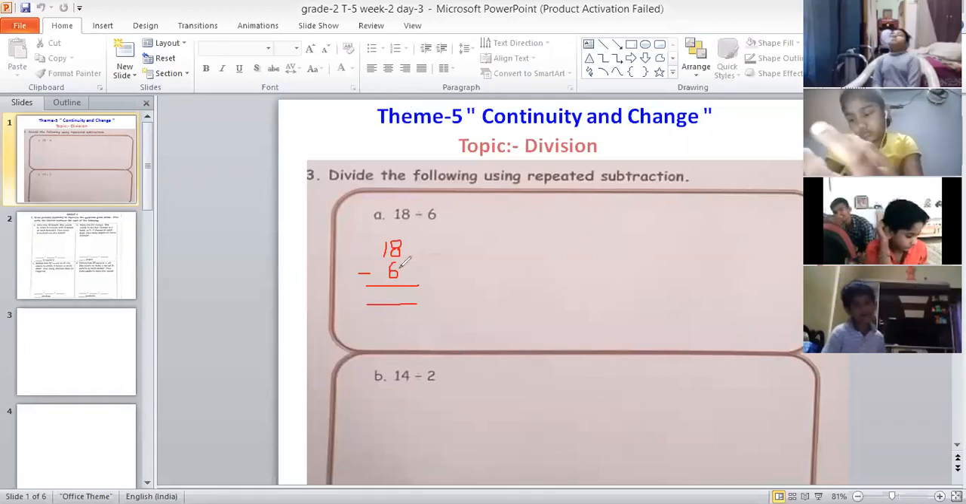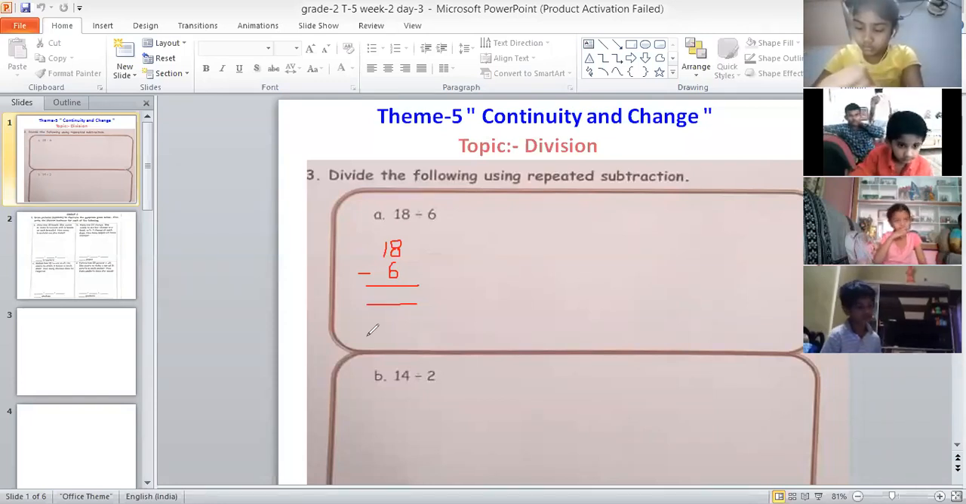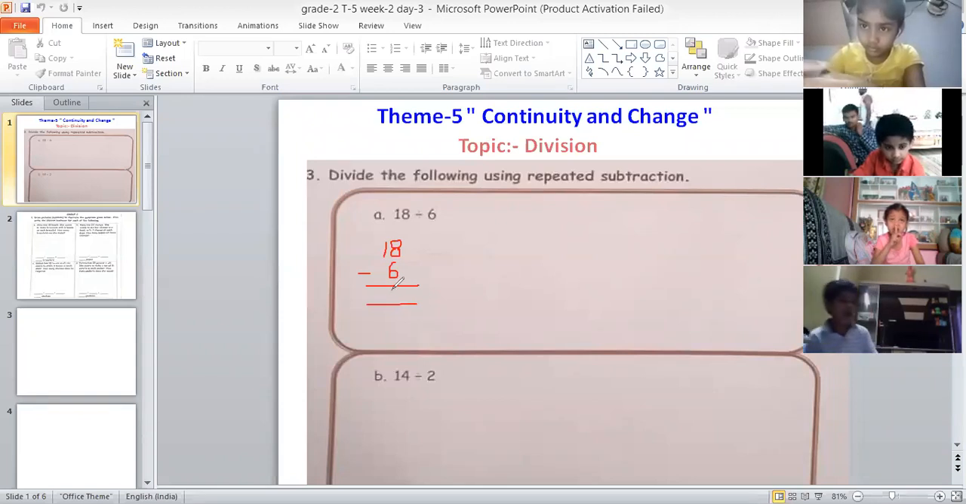6. Right? Now, AVK Ganesh, you tell me 8 minus 6 is how much? 12, ma'am. 8 minus 6 is 12. 2, ma'am. Yeah. 8 minus 6 is 2. So we'll write 2 here. And in tens place, number is 1 and there is no other number. So we will copy that one as it is.